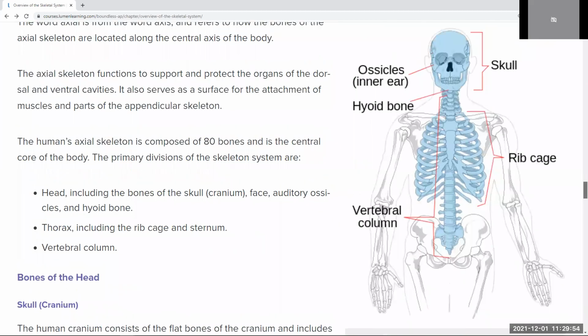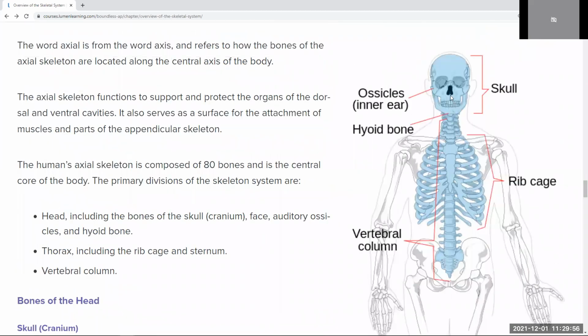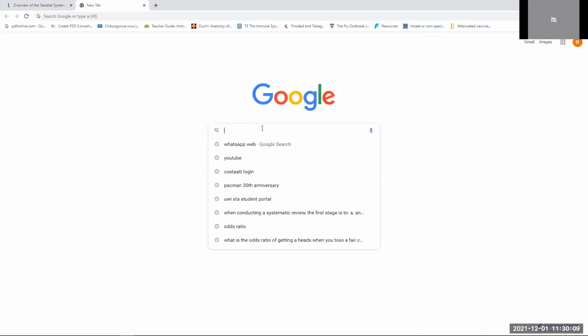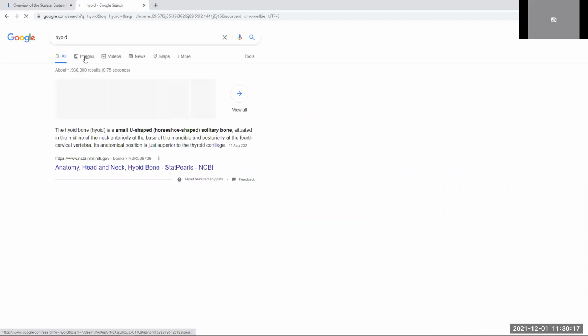Right. So when we're looking at the hyoid bone, what does that hyoid bone do? Because it's really a strange bone. Well, it's not strange. I prefer to use the word unique. It's a unique bone, the hyoid.